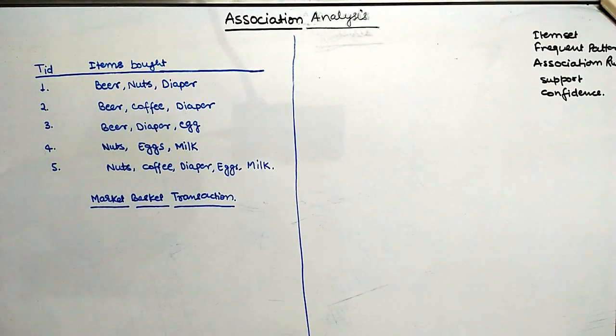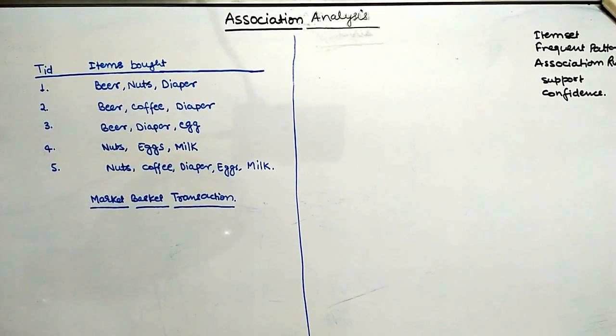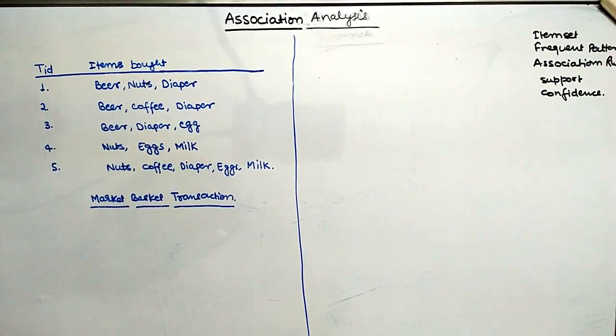Okay, so for example, this type of analysis is also called market basket analysis or basket data analysis or cross marketing or catalog design. So these are some of the applications in which this frequent pattern analysis can be used. So let's understand one by one the terms and the concepts used in this association analysis.